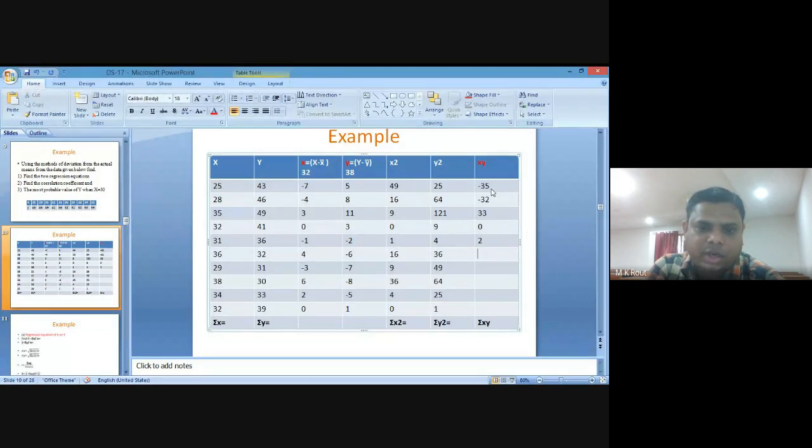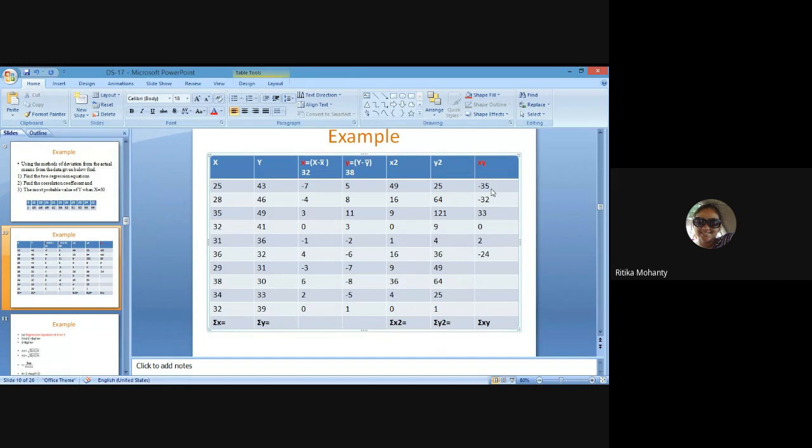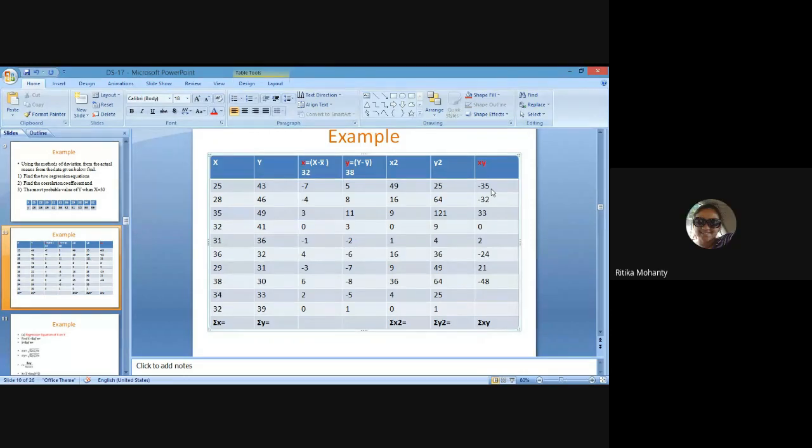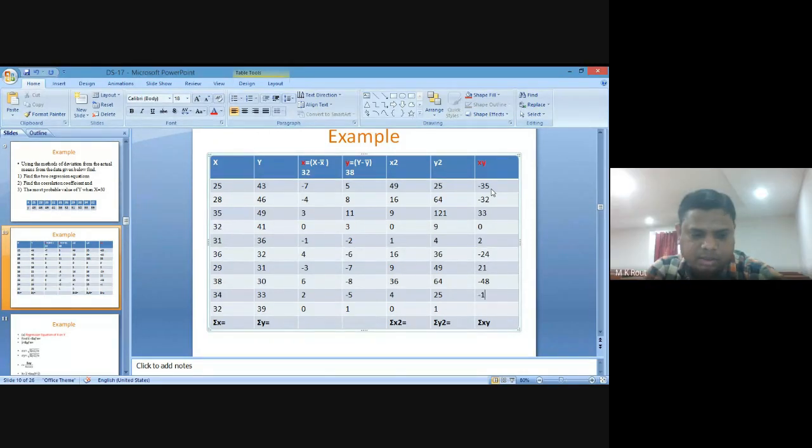Next one, 4 into -6 is -24. Next one, 21. Next, -48. Next one, -10. Then 1. Okay. Then after you calculate the sum of x for the first column.